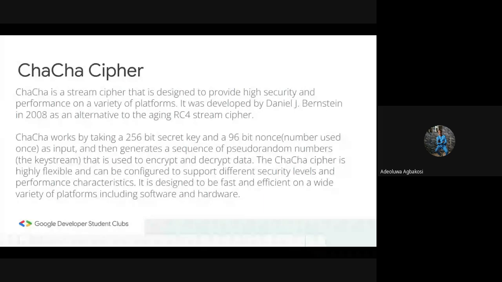So now the key stream is generated by taking the 256-bit secret key and the 96-bit nonce, and the key stream is what we use to encrypt and decrypt data. Now, the ChaCha cipher is highly flexible and can be configured to support different security levels and performance characteristics. Now, it is designed to be fast and efficient on a wide variety of platforms, including software and hardware. It's one of the fastest ciphers in modern cryptography.